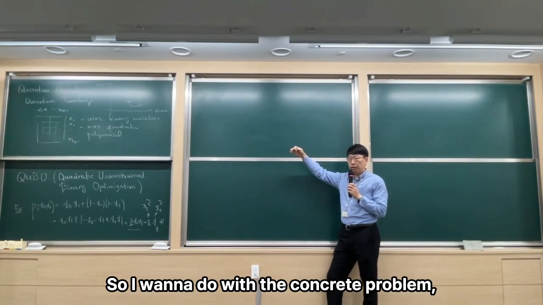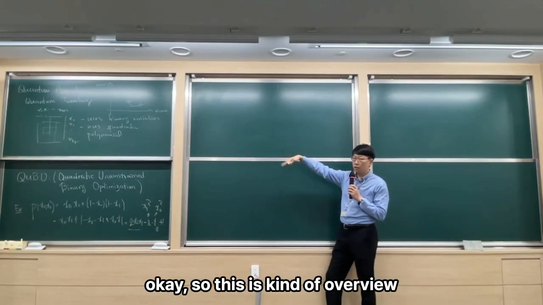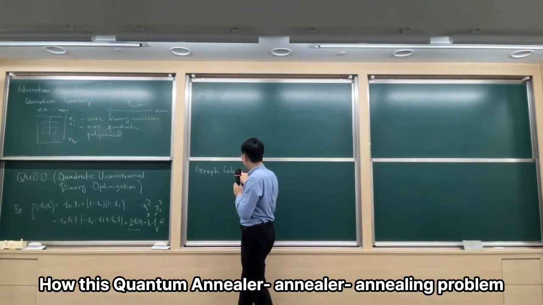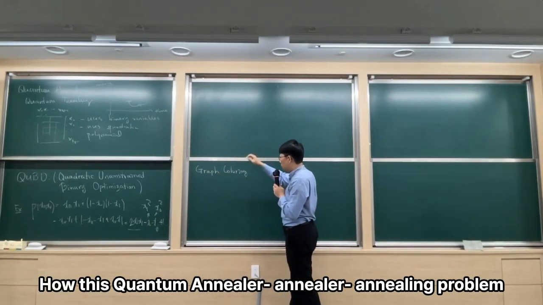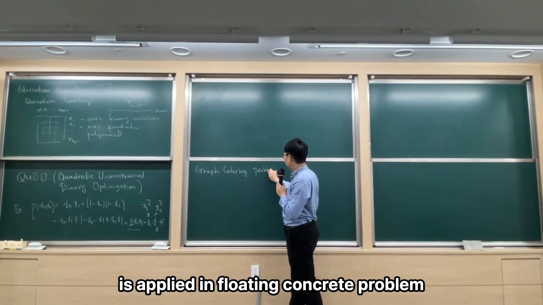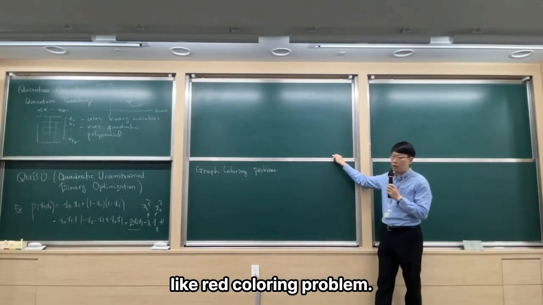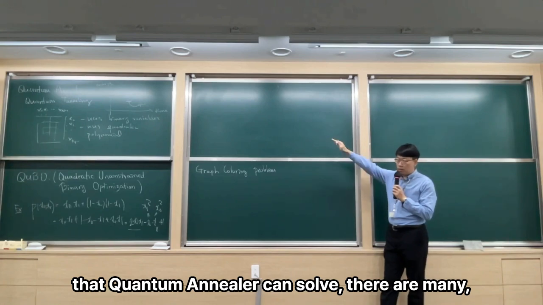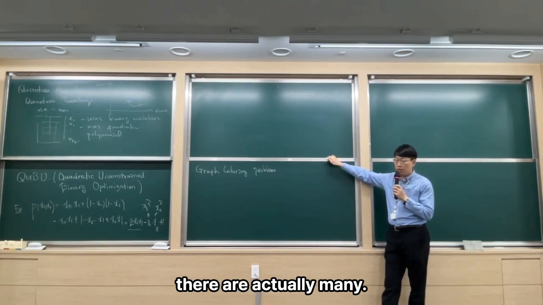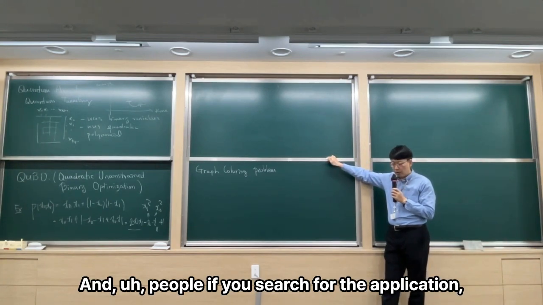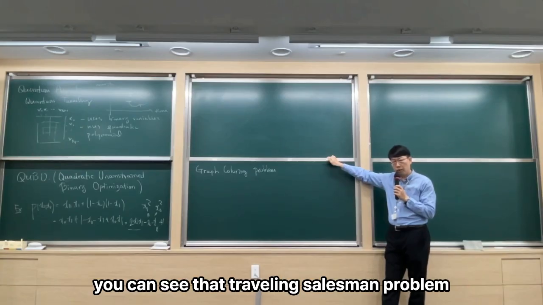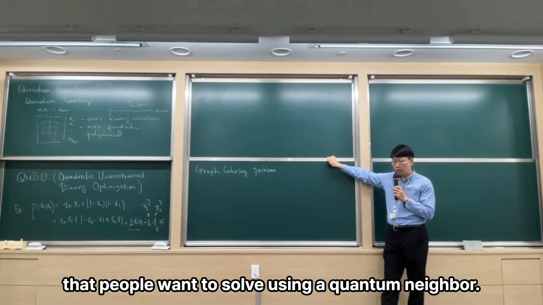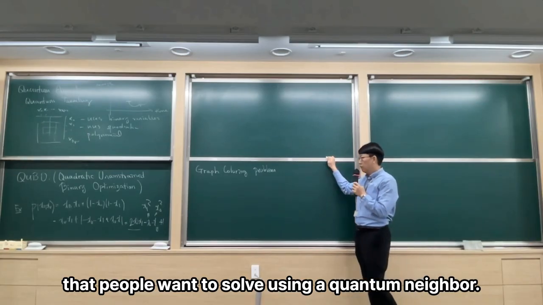So I want to work with a concrete problem. This is kind of an overview, and I want to introduce how this quantum annealing problem is applied in solving concrete problems like the graph coloring problem. And I'm not saying this is the only problem that a quantum annealer can solve. There are actually many. If you search for the applications, you can see the traveling salesman problem is one of the main objective problems that people want to solve using a quantum annealer.